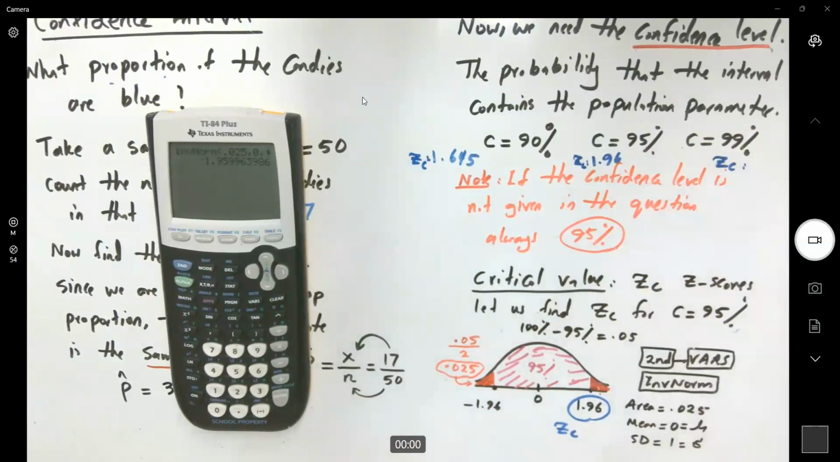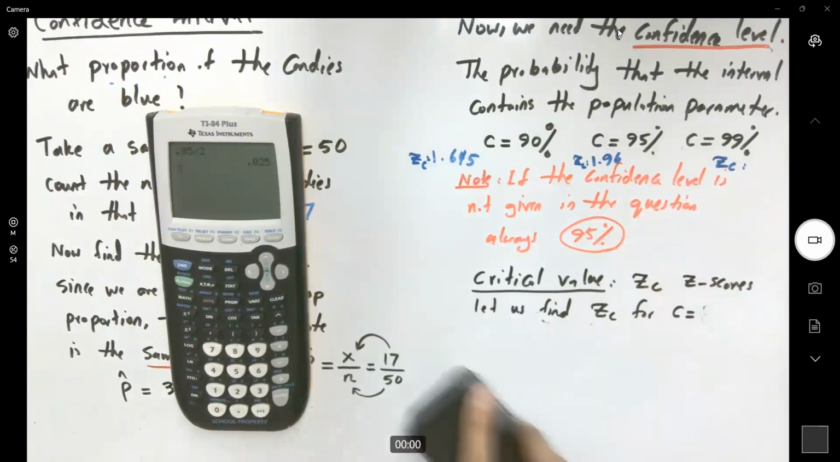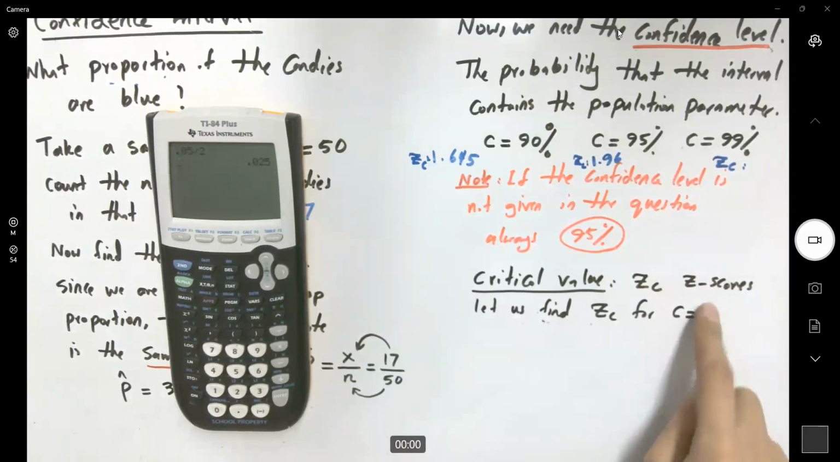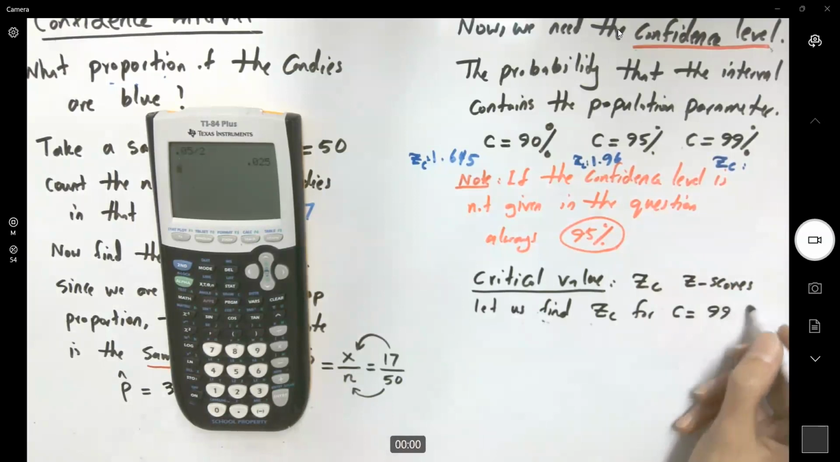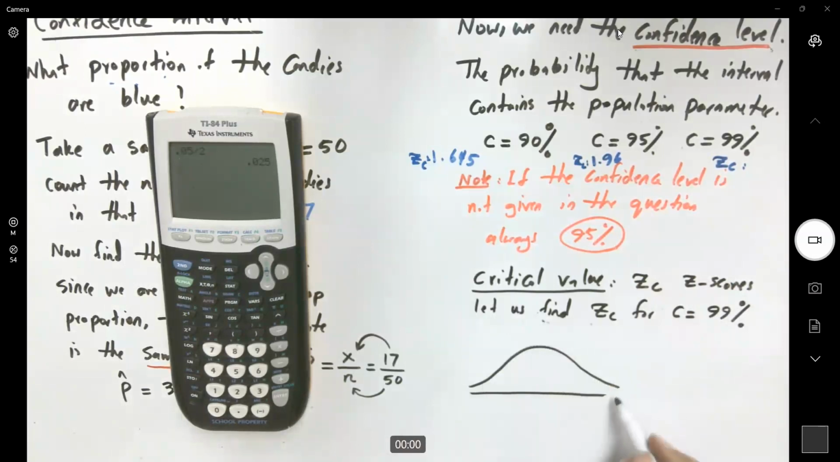Now we want to find the critical value for 99%. Very good. So what about 99%? We are interested in finding the critical value for 99%. What do we mean by that? We have 99% confidence level. It means that the area below the graph is 99%. Am I right? So here we have 99%, which is pretty much all of your graph. The total area is 100%.